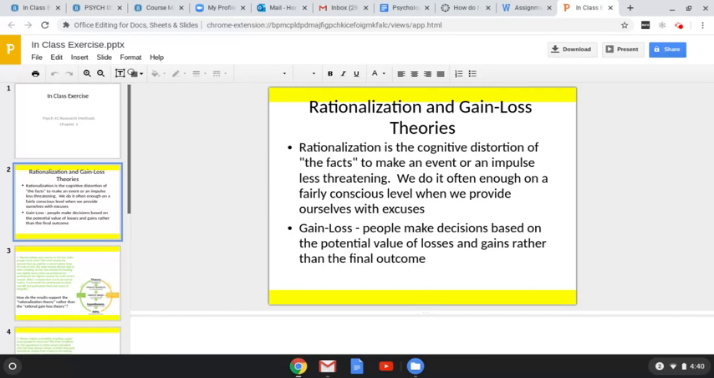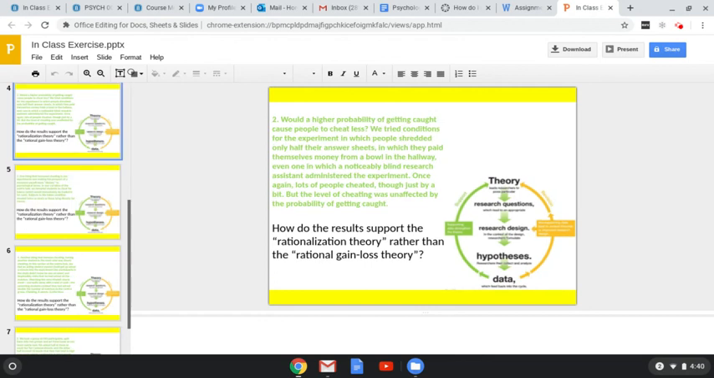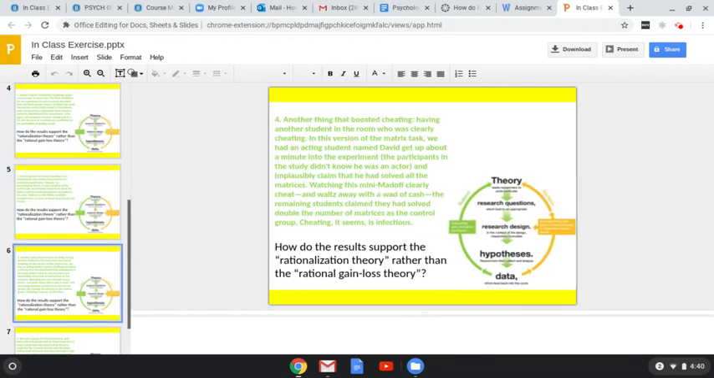So here's number 1. Would putting more money on the line make people cheat more? This was the second example. Here I can show you how the results support rationalization theory rather than gain-loss. And here I have the little theory data cycle. Number 2, 3, 4, and 5.